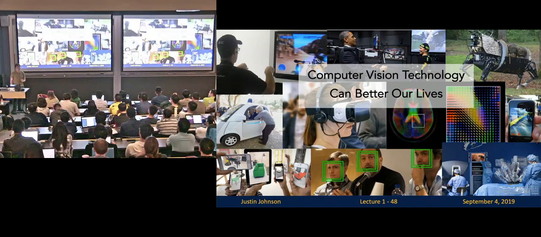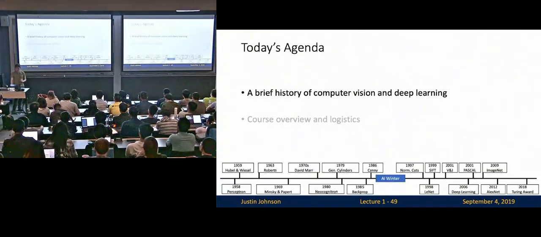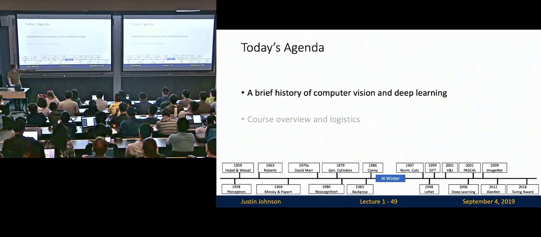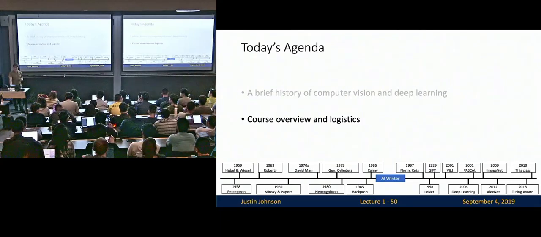So that's why I think we should be studying computer vision. That's why I'm excited to be teaching this class this year. So that basically covers our brief history of computer vision and deep learning, except there's one little spot on the timeline that we didn't fill out, and that's this class. So with that, if there are any questions about historical stuff, then we're going to move on to course logistics from here on out.